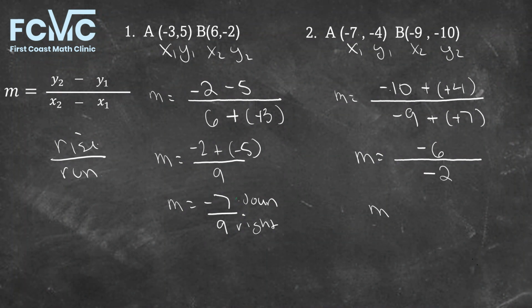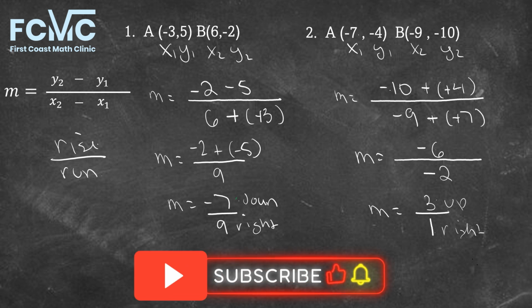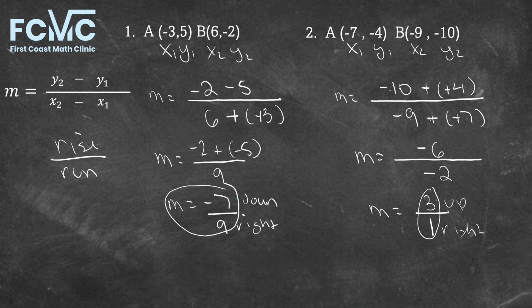Now we can divide this out. Negative 6 divided by negative 2 is going to give us positive 3 over 1, and we want to keep our slope as a fraction. So our slope here is going to be positive 3 over 1. So we're going to go 3 up and 1 right. And for your slope, you don't have to write up and right. I'm just writing it to specify what direction we're moving. But our slope here is 3 over 1. And here our slope is negative 7 over 9. All right, let's get into a couple more examples.